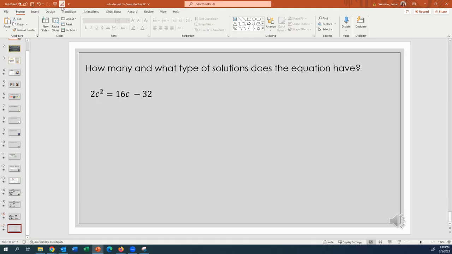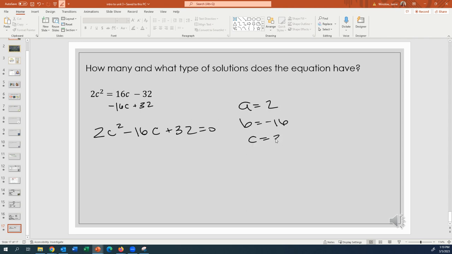Okay, last one. How many and what type? Don't forget to get this in standard form. So we'll have 2c squared minus 16c plus 32. So a is 2, b is negative 16, and c is 32. So we'll have b squared minus 4ac: negative 16 squared minus 4 times 2 times 32.